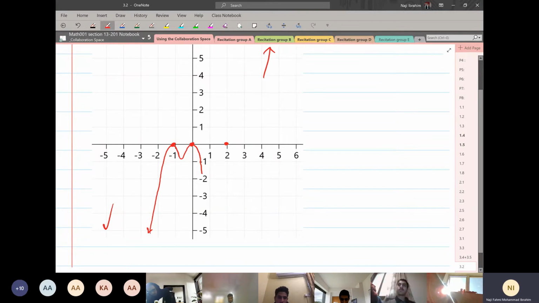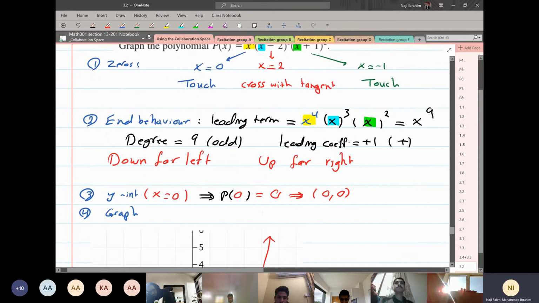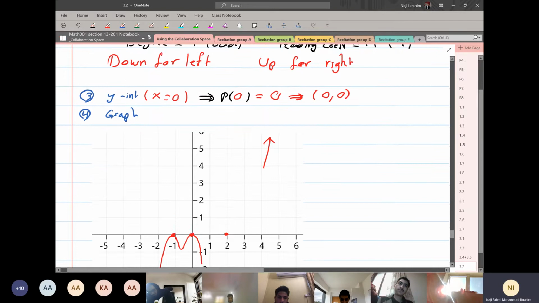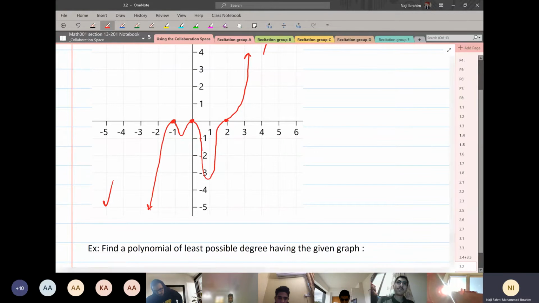What's our next zero on the graph? 2. At 2, what do I have? Cross with tangent. This means I have to turn my curve back and make a cross with tangent. If you remember last time, we said it will make a wiggle. What does it mean in Arabic, wiggle? يعني تفحيط. And this will be our graph.